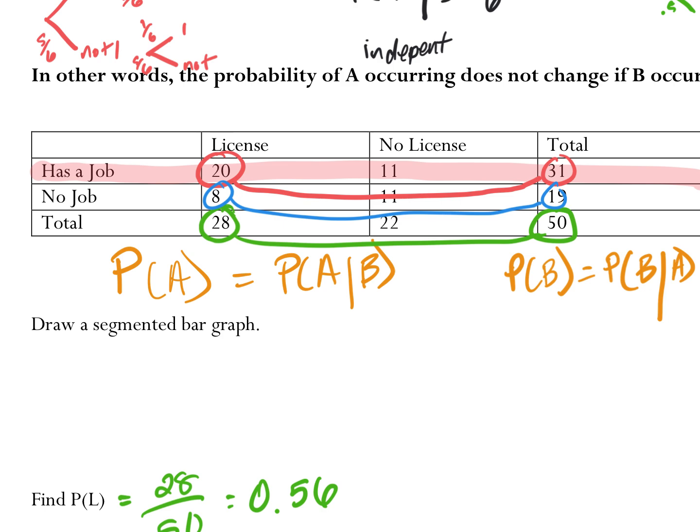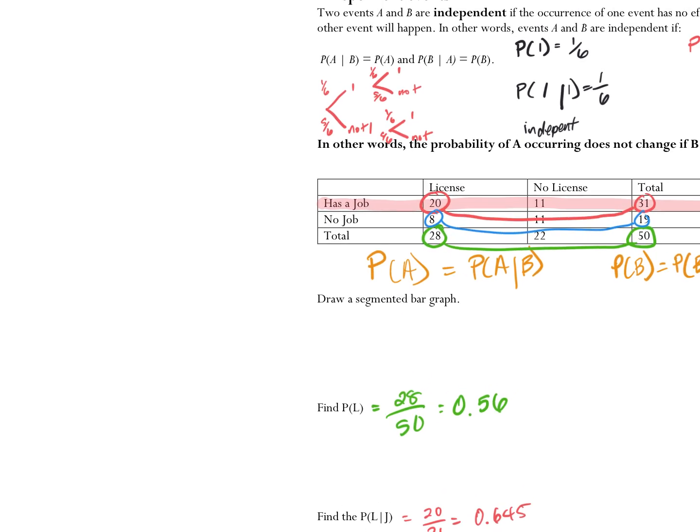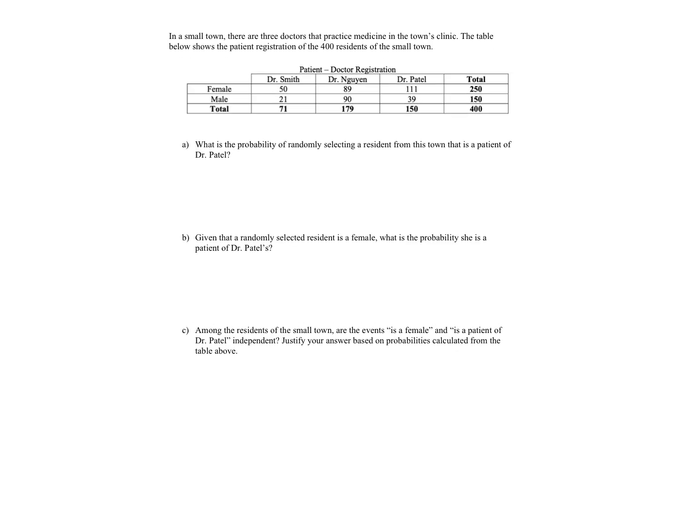Likewise, instead of comparing L given J, I could have easily answered the independence question by finding the probability of J and the probability of J given L. There's nothing that says I had to do it this way. I could have also done this. They would look different, they would get different answers, but they still wouldn't be the same number. Everybody good? Okay. Here's one that I would like you guys to try.